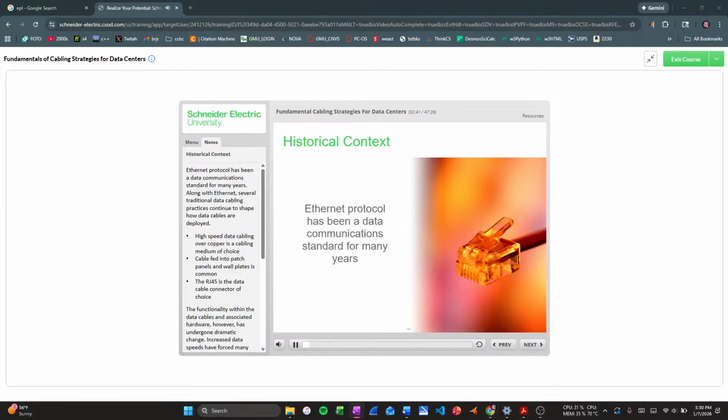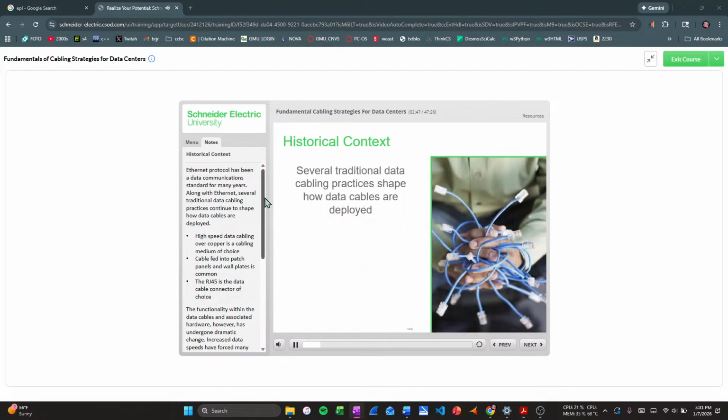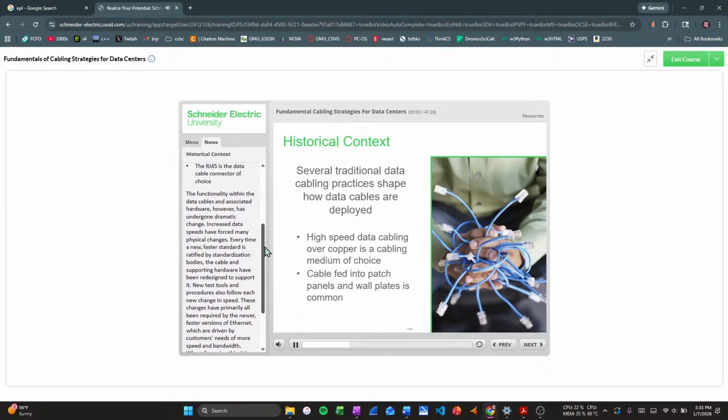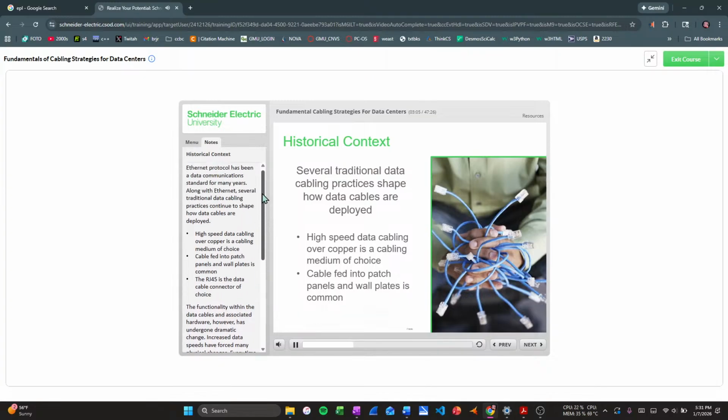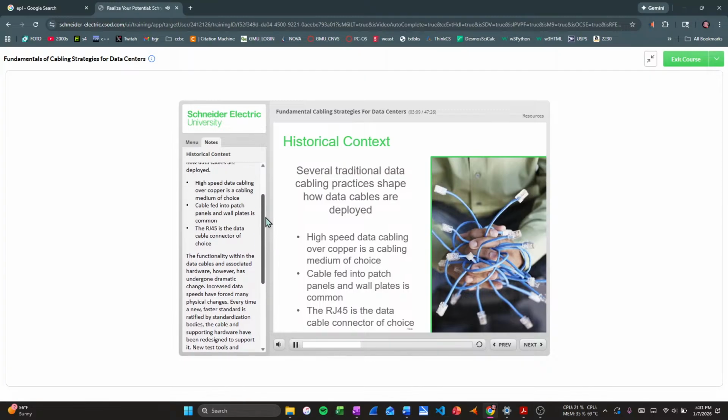Ethernet protocol has been a data communication standard for many years. Along with Ethernet, several traditional data cabling practices continue to shape how data cables are deployed. High-speed data cabling over copper is a cabling medium of choice. Cable fed into patch panels and wall plates is common. The RJ45 is the data cable connector of choice.